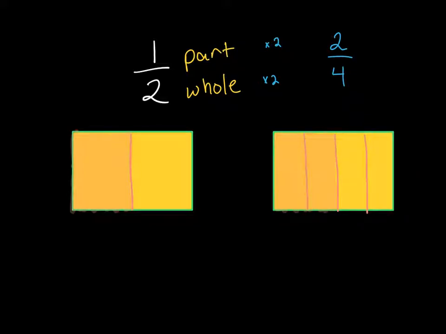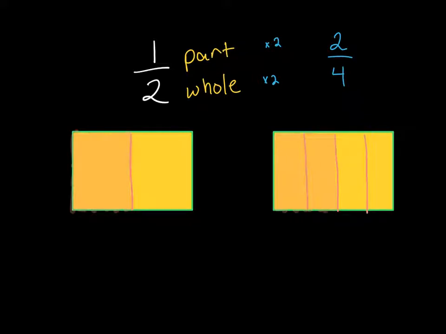And you can see by looking at the rectangle that it's still half of it that's shaded. It's just we have it separated into 4 pieces instead of just 2.